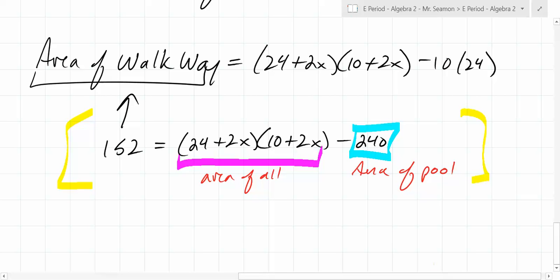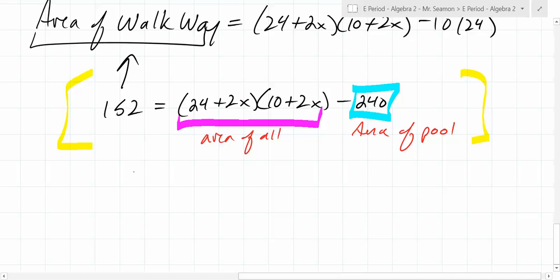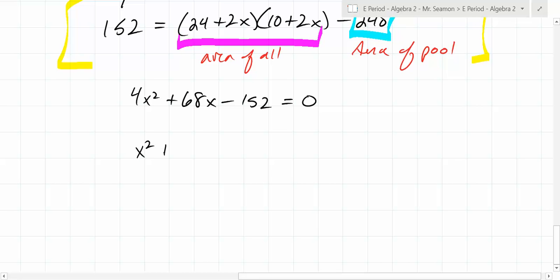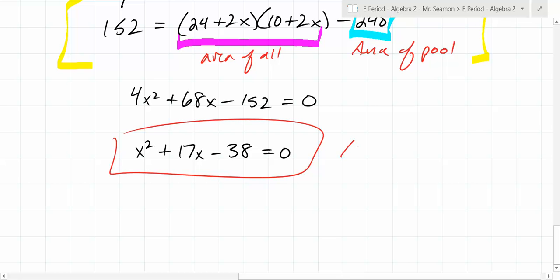What did you get, Nick? I got 4x squared plus 68x, minus 152, is equal to 0. Anybody agree with that? That looks good. Hold on. Again, it becomes x squared plus 17x minus 38. Whenever you can get it down to something like this, you know what this is called? A good sign. That's a great sign to have. x plus 19, x minus 2. So it equals 0.